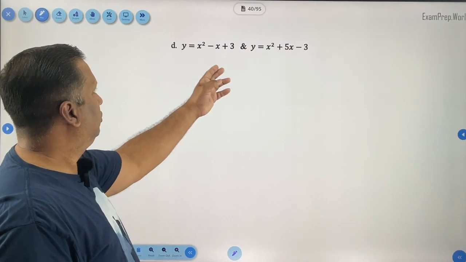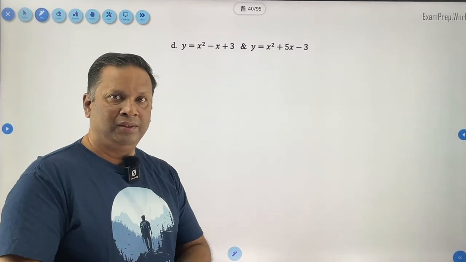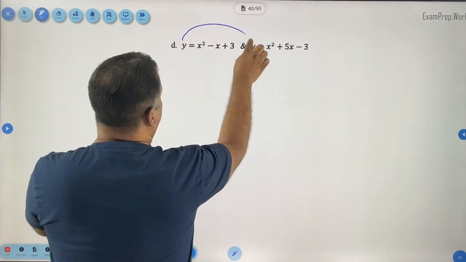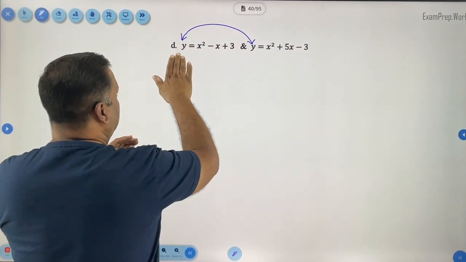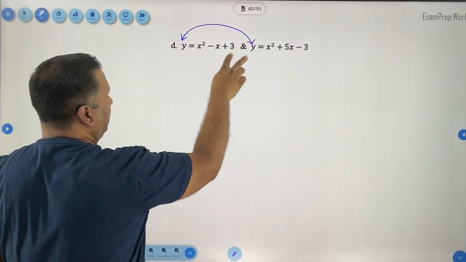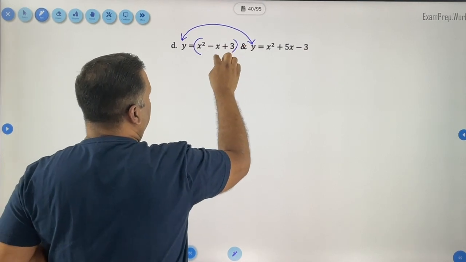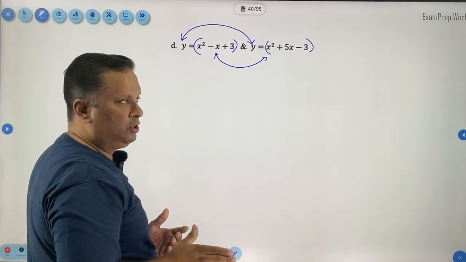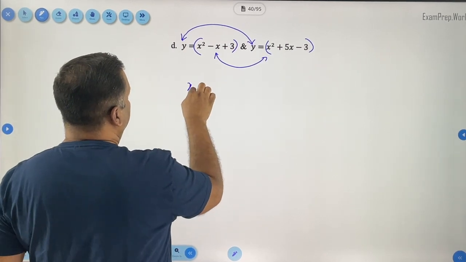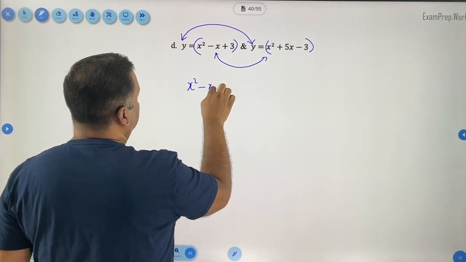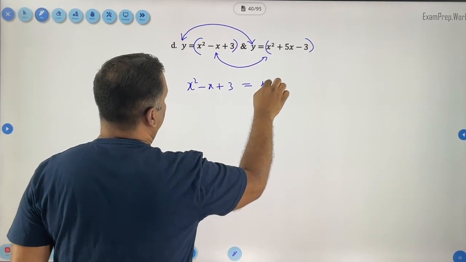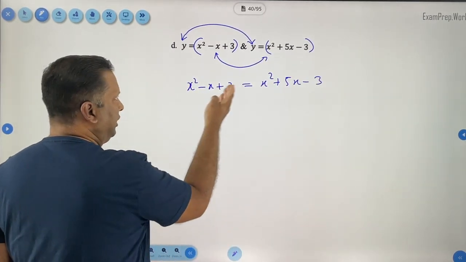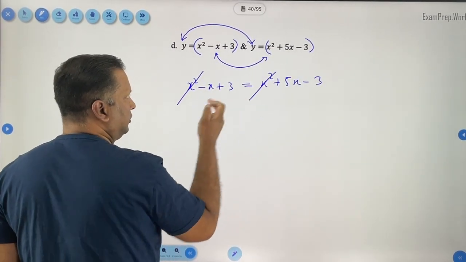Now see, these are two quadratics here. How do we solve them? Equate them because both are y. This is also y, that is also y. So we can equate this part to this part. Isn't it possible? Let's equate them. So x squared minus x plus 3 equals x squared plus 5x minus 3. Now both sides have x squared, we can cancel them, okay.